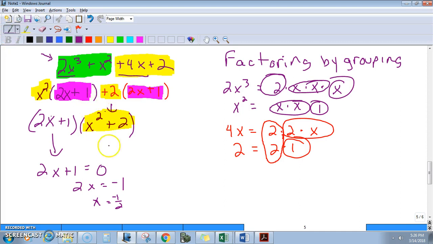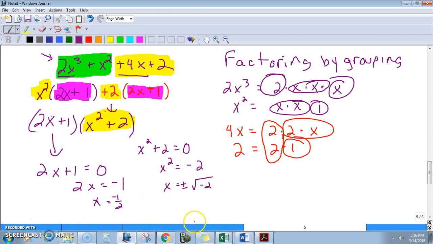So check this out. I have x squared plus 2 is equal to 0. So I subtract 2 from each side, and you get x squared equals negative 2. And then I take the square root. I can do it this way because I only have one term being squared. Then if I take the square root of both sides, I get x is equal to positive and negative the square root of negative 2.